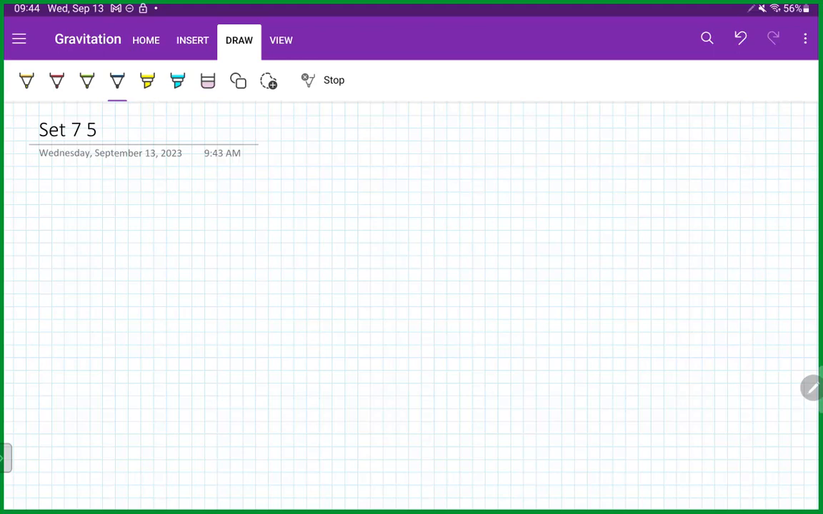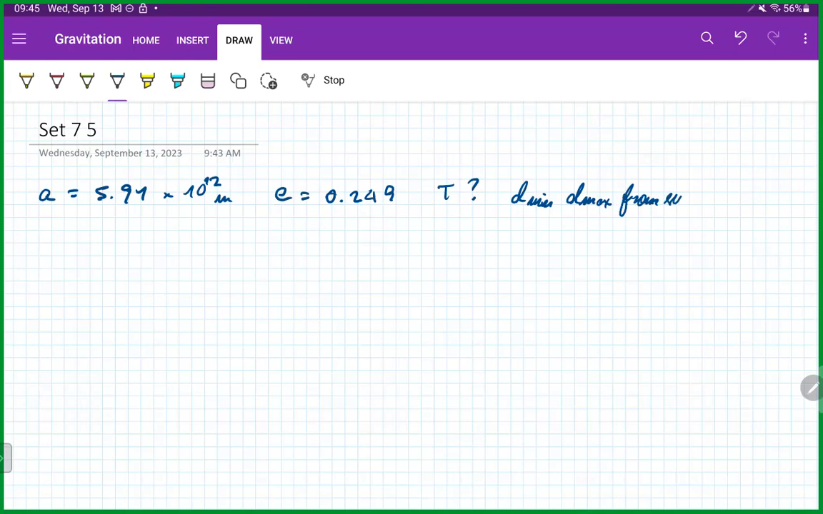So we have a, 5.91 times 10 to the 12 meters, eccentricity 0.249. So we want T, the period, and D min and D max from the sun.